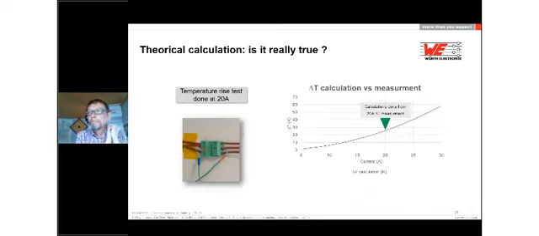So is this really true? We also did a temperature rise test with our connector, as I showed you on the slides before. And we did now a calculation and we have to compare those two curves. When we compare the calculation curve and the measurement curve, it's exactly the same. So it's really the case, if you double the current, you have 4 times warming on the connector.